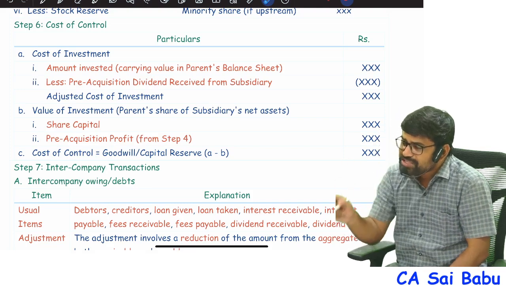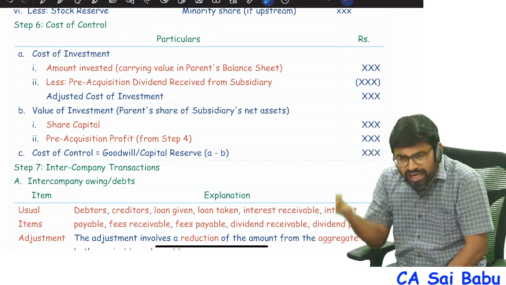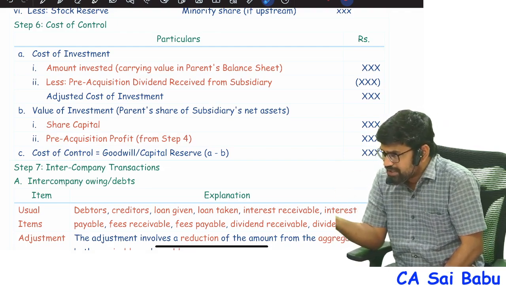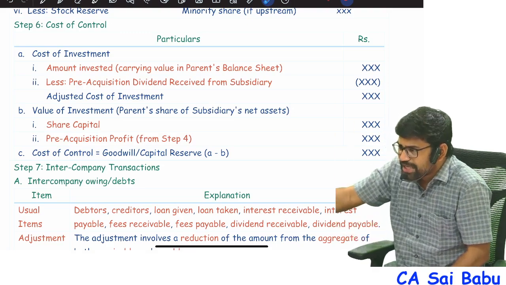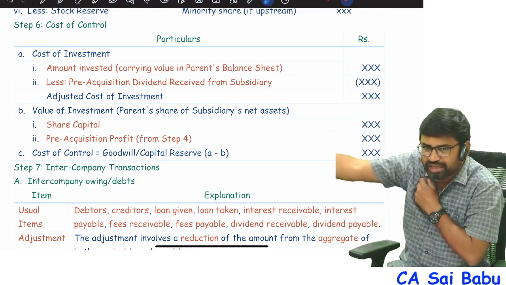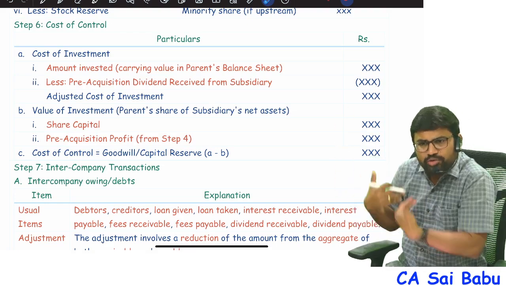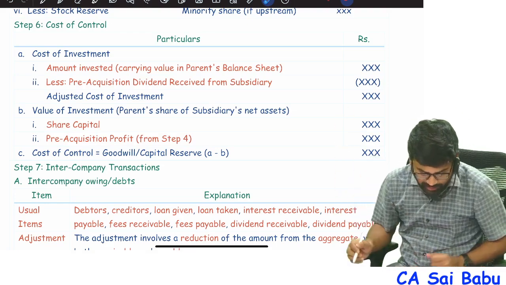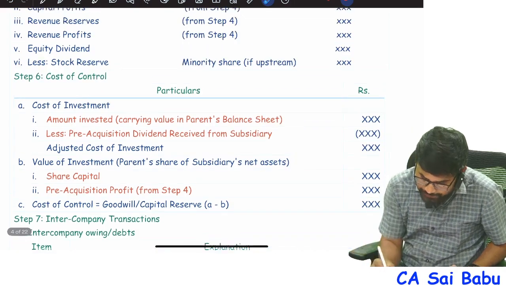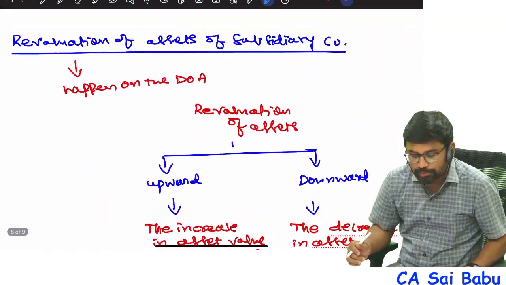If the dividend is received from post-acquisition profits, it is a normal dividend to the P&L. If I purchase any company's shares, after purchasing those shares, if the company declares a dividend for the future period, then these are my revenue profits. They will be credited to the P&L account. Okay? So do you understand this adjustment? Two important adjustments I explained.